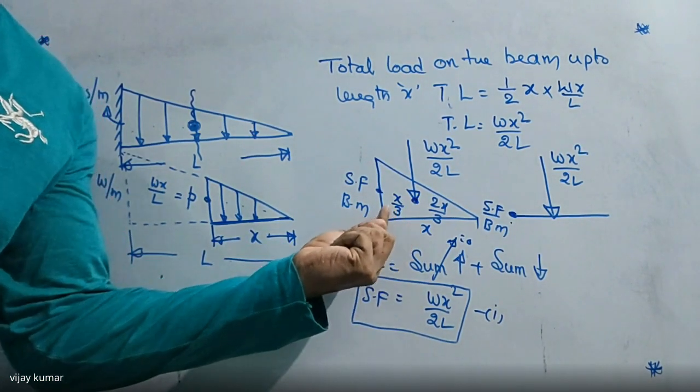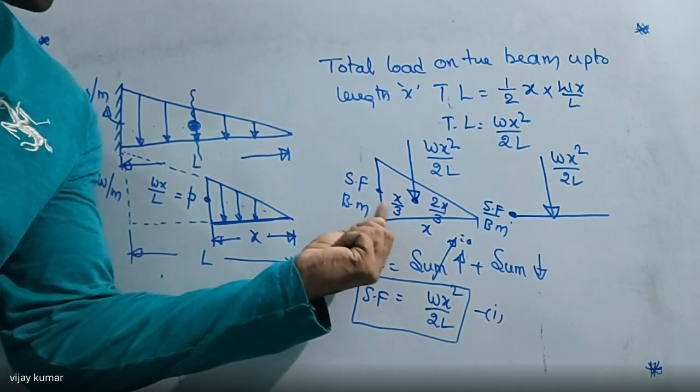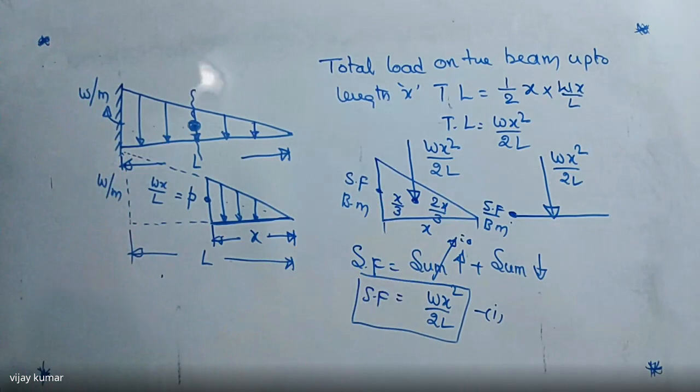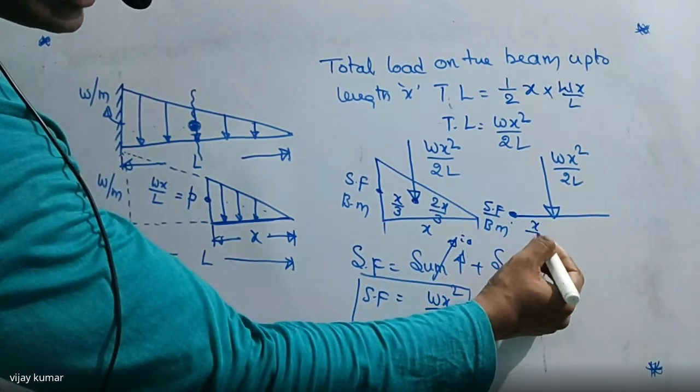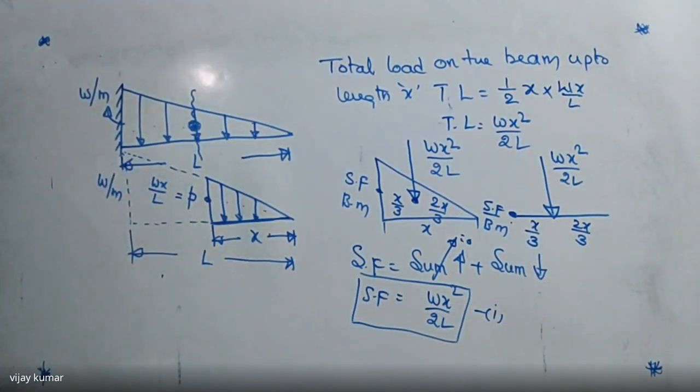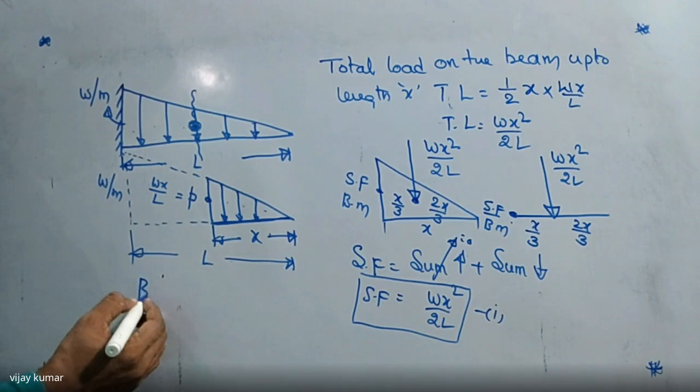The center of gravity is at a distance of x by 3 from this side and at a distance of 2x by 3 from this side. Okay, right. So here I'm writing x by 3, here I'm writing 2x by 3. Now tell me what is the bending moment value here?